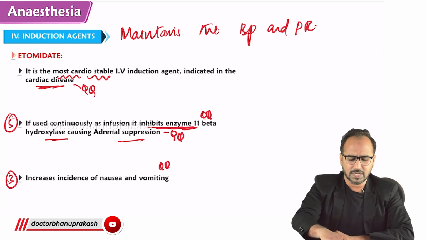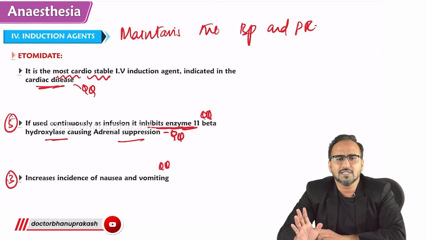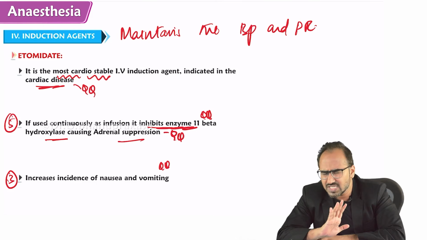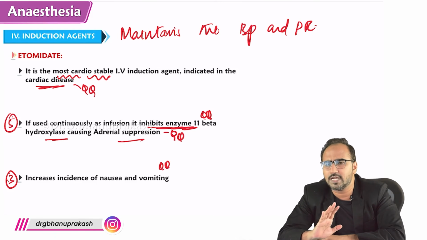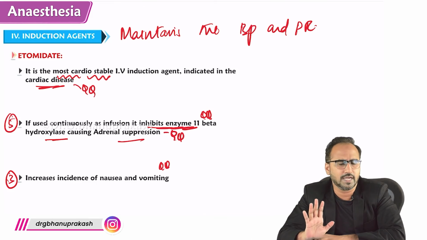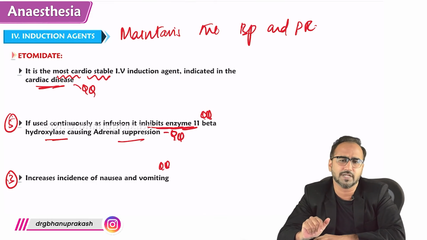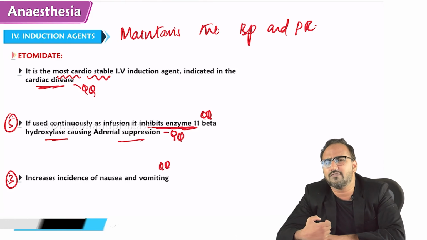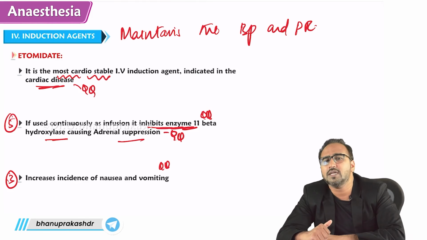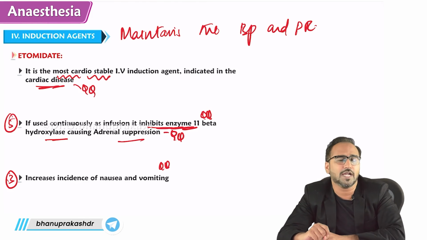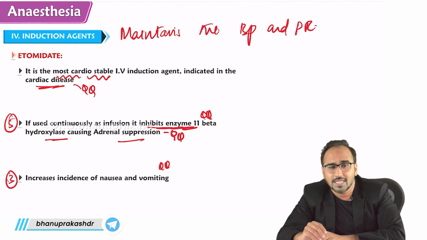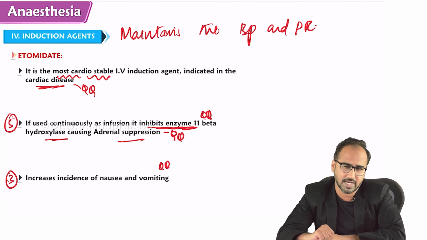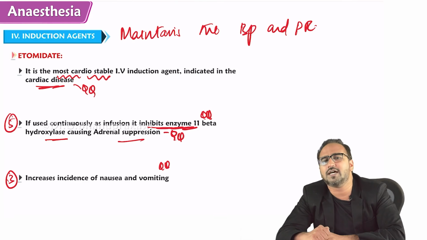Right? So guys, remember that etomidate is the most cardiostable IV induction agent, indicated for heart disease. Why? Because it does nothing to the heart. It does nothing to the BP and pulse rate. It maintains the BP and pulse rate. But the bad points of etomidate: it's a painful injection causing nausea and vomiting, and when you give it long term, it will inhibit the enzyme 11-beta hydroxylase, causing adrenal suppression that leads to worsening of the patient's health. Right? So this was regarding the IV induction agents.